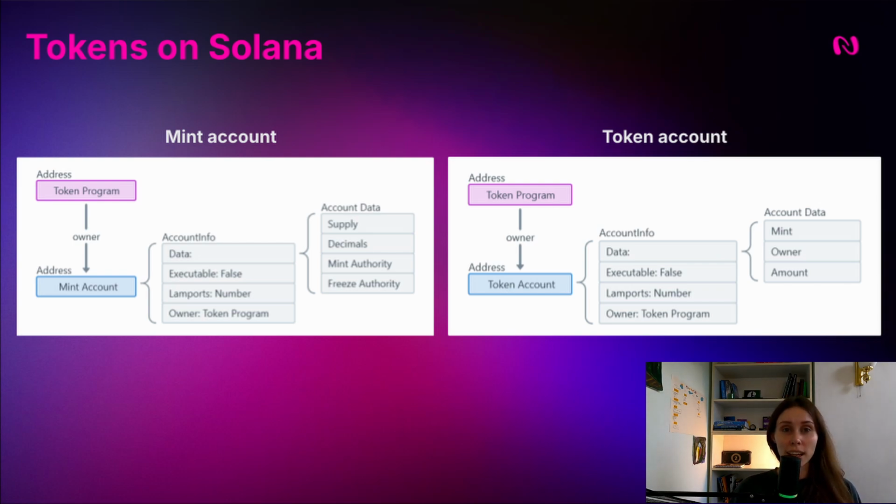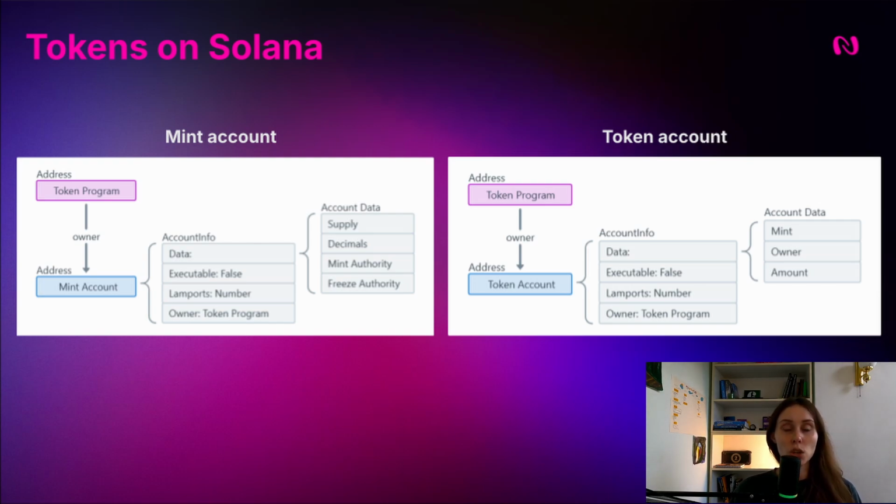And this account acts as a global counter for a specific token and stores data such as supply, which is the total supply of the token. It has the decimal precision of the token, and you also specify the mint authority. It also has a freeze authority.